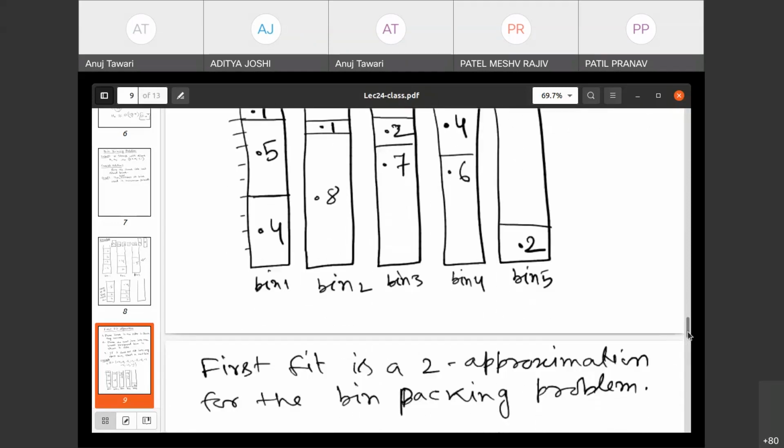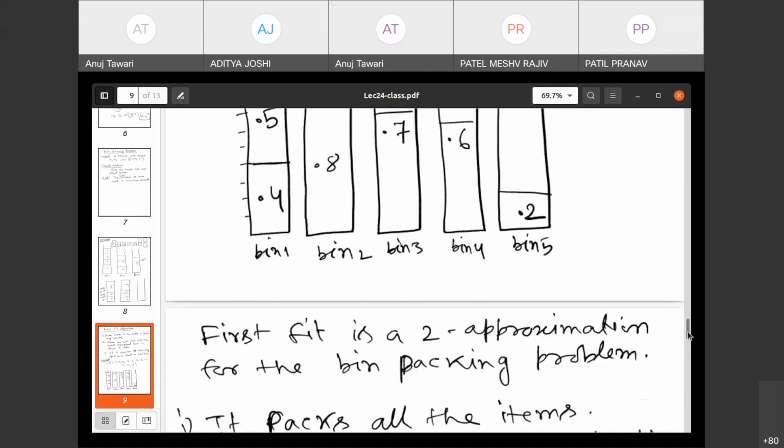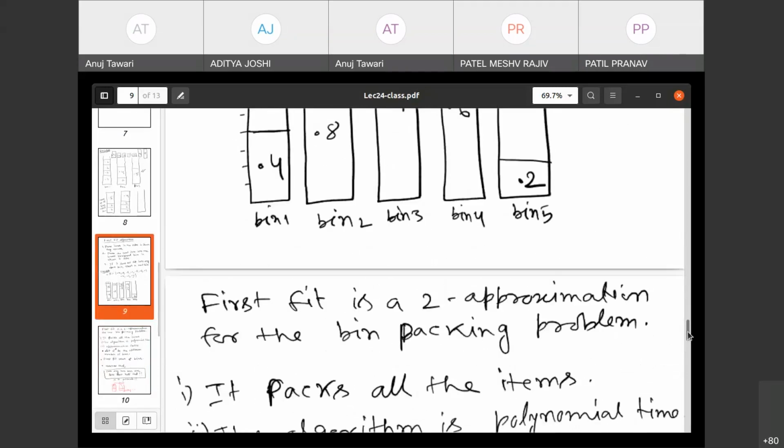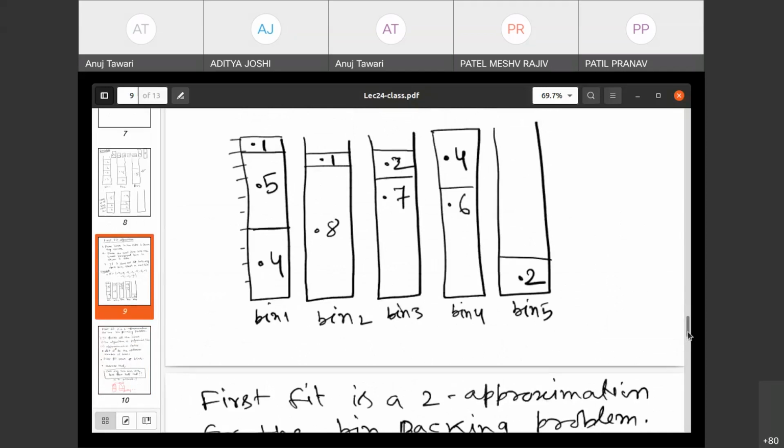And now I want to claim that this is a true approximation for the bin packing problem. So how will this strategy compare with the optimum packing? That's what we want to see. So first thing to notice is that it packs all the items, because it's just finding the lowest numbered bin and filling. If it fits into that, it will pack it into that bin. So all the items are packed. That is not an issue.